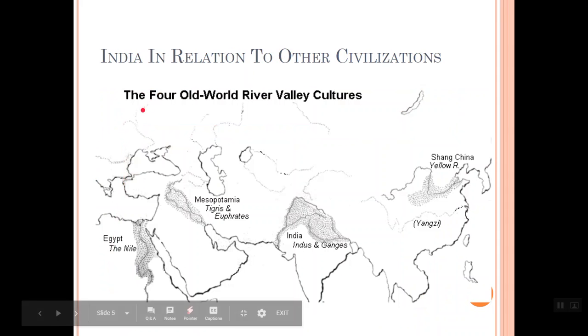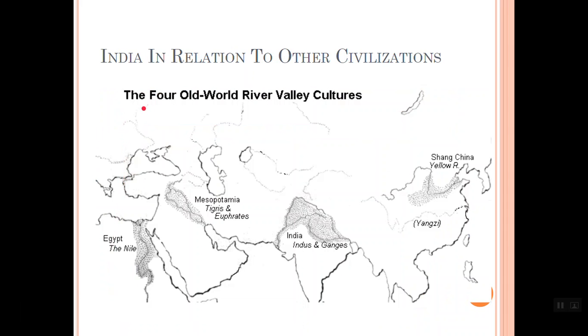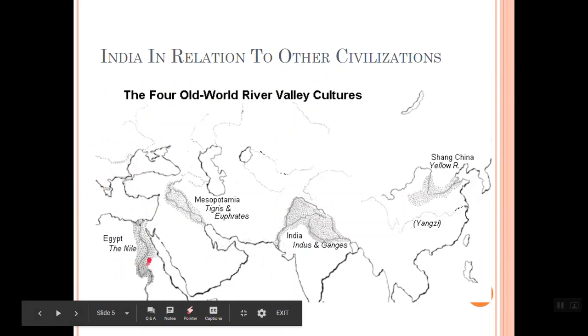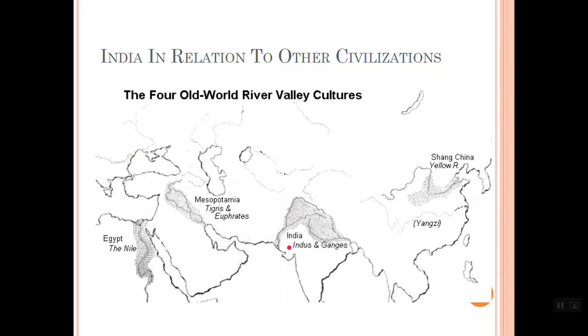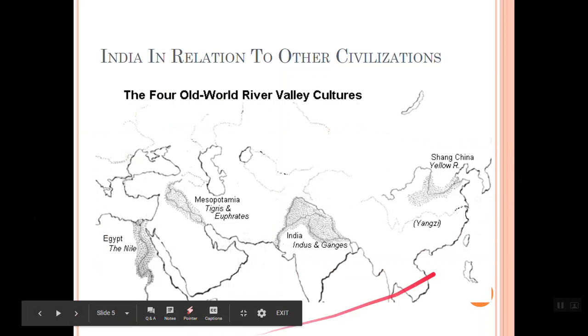In relation, again, we have to be able to compare and contrast the four old world river valley cultures. Egypt on the Nile River. Mesopotamia on the Tigris and Euphrates rivers. India with the Indus and the Ganges, and Shang China, which is the Yellow River and the Yangtze River. All these ancient civilizations exist because of these river valleys.